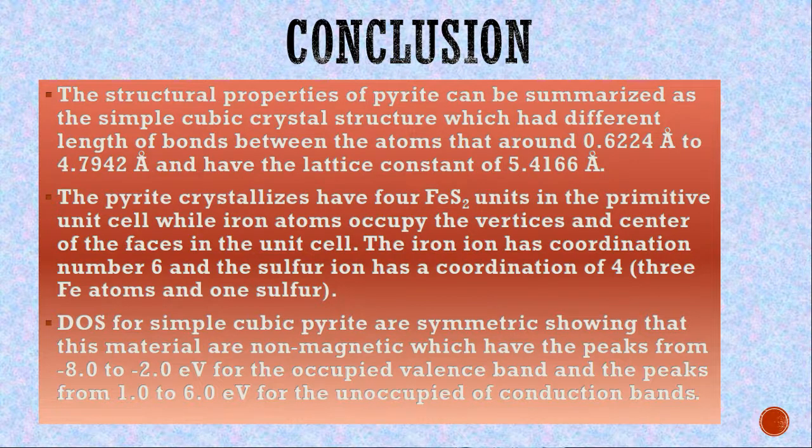And then the pyrite crystallines have 4 FeS2 units in the primitive unit cell, while iron atoms occupy the vertices and center of the faces in the unit cell. The iron ion has coordination number 6 and the sulfur ion has a coordination of 4, which is 3 Fe and 1 sulfur.